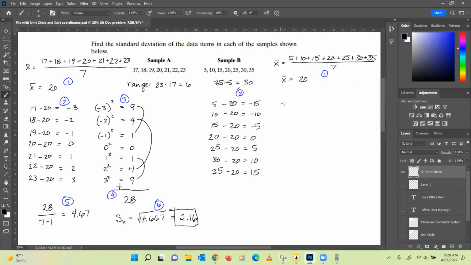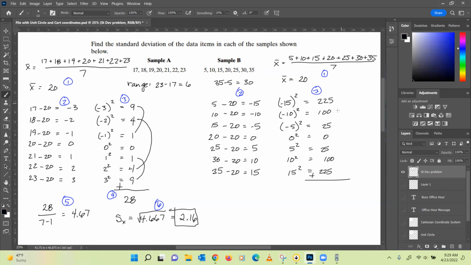Step 3 says we need to square those deviations. Once again, I'm going to put the negative in parentheses to make sure the negative gets squared too, not just the number. And negative 15 times negative 15 is 225. Negative 10 squared is 100. Negative 5 squared is 25. 0 squared is 0. And then we're going to go back up since those are the same. Now that won't always be the case. Sometimes your values are such that they don't perfectly mirror each other, but that's fine. We can still write those all out. They will still follow our procedure well. So that was step 3.